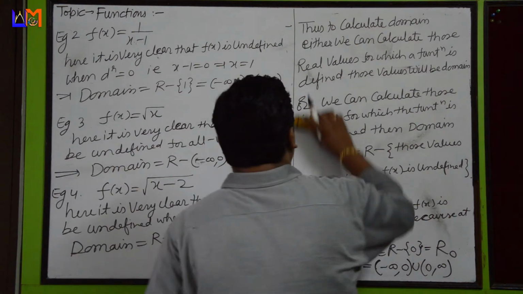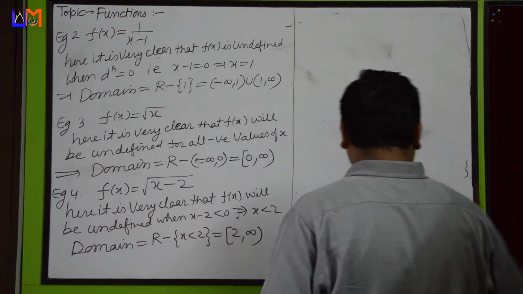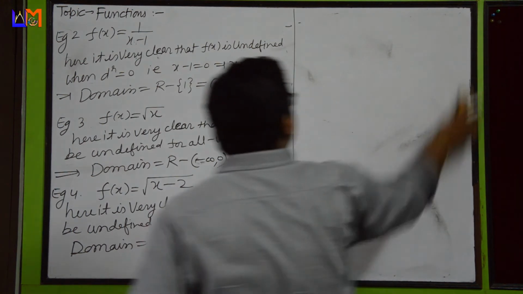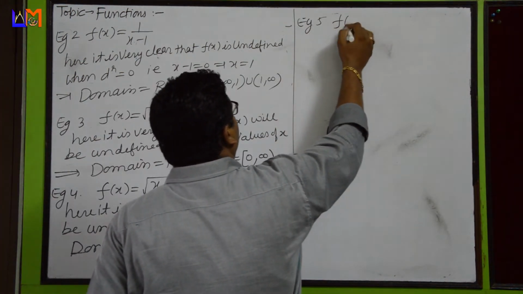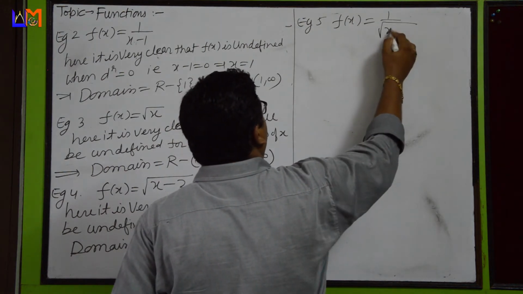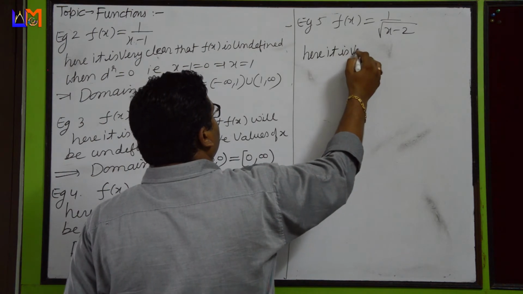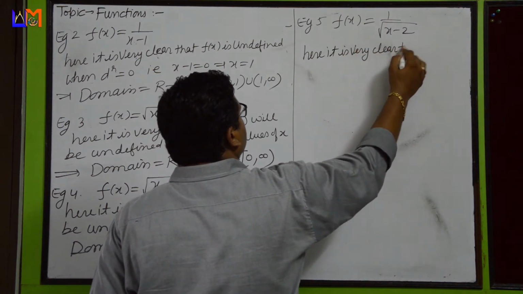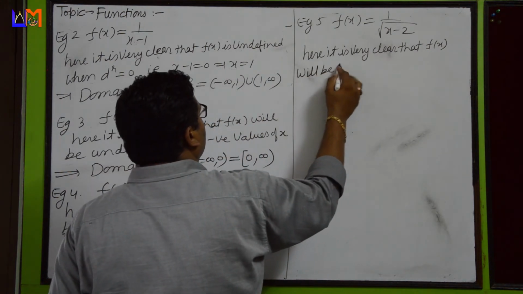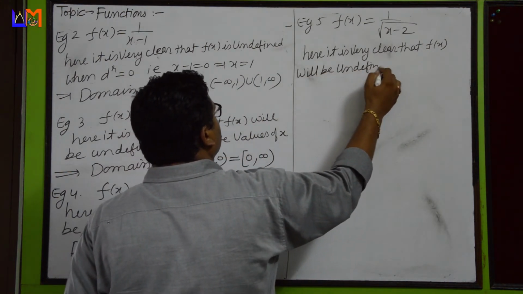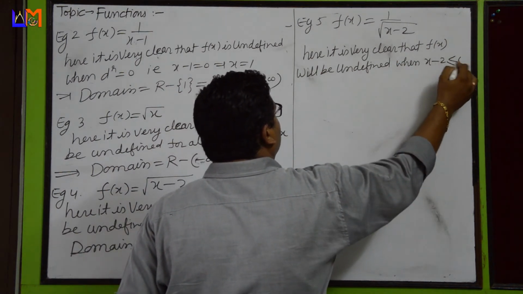Let's take some more examples. Example 5. fx equals to 1 upon root x minus 2. Here it is very clear that fx will be undefined when x minus 2 become less than and equal to 0.